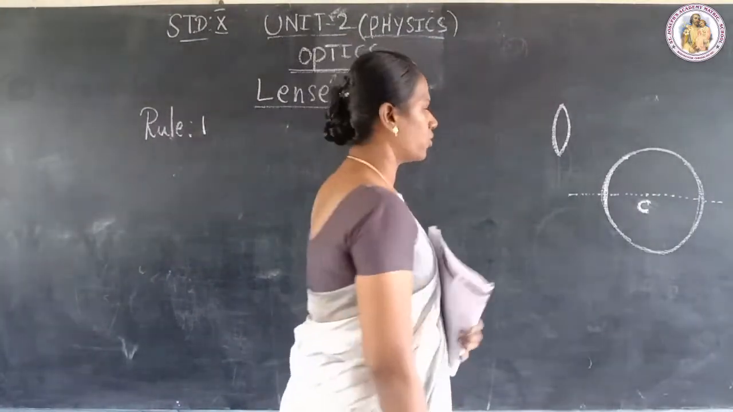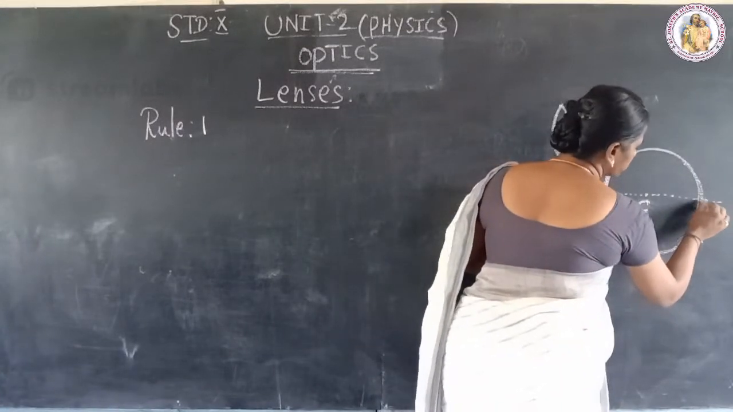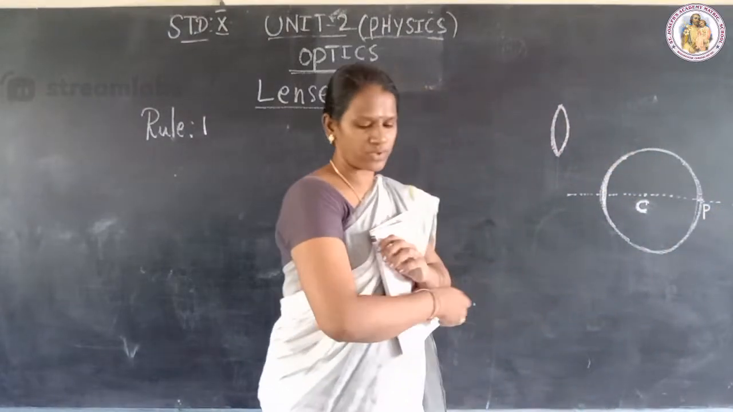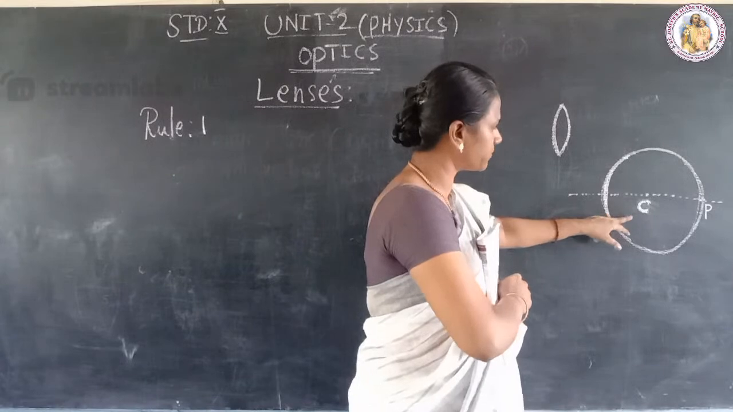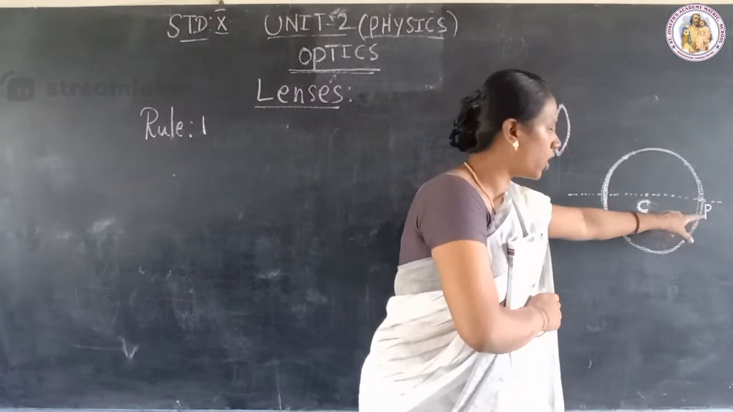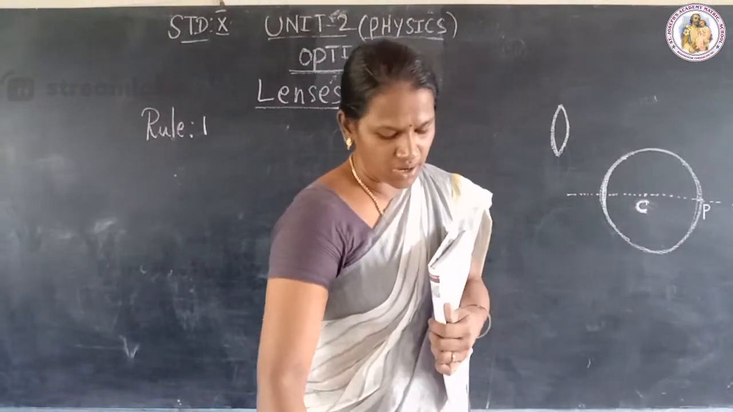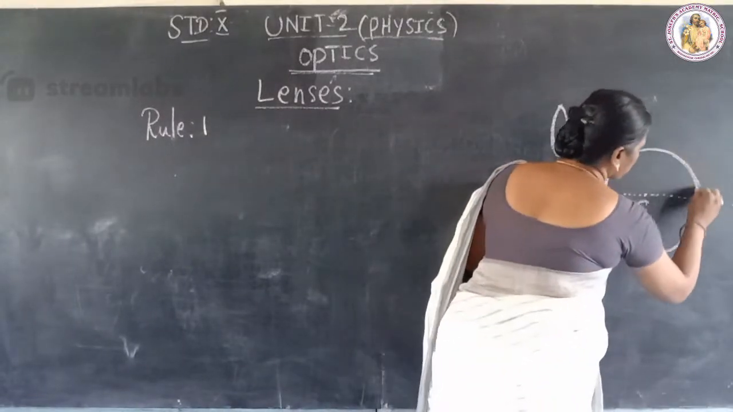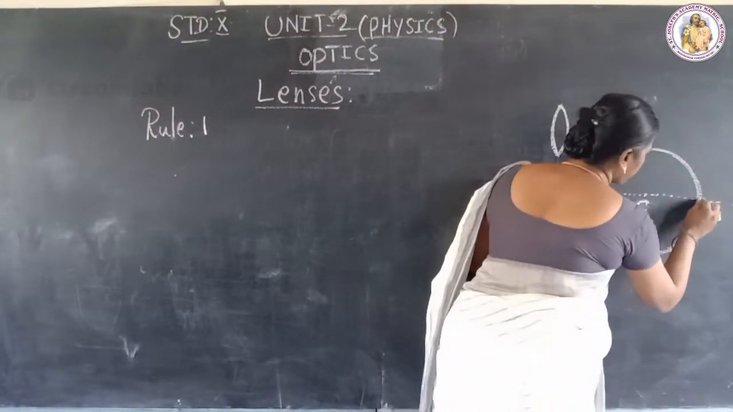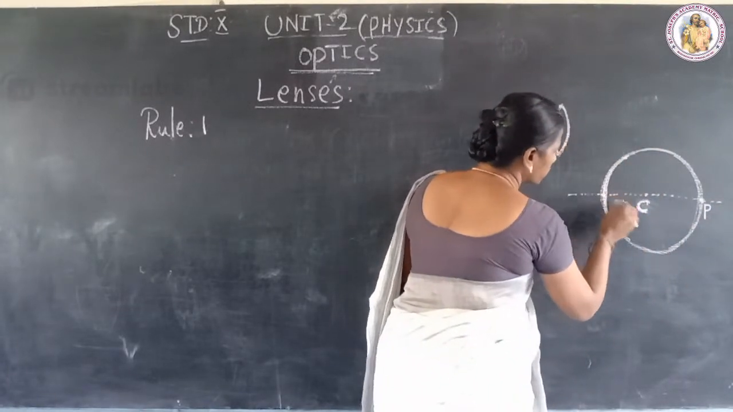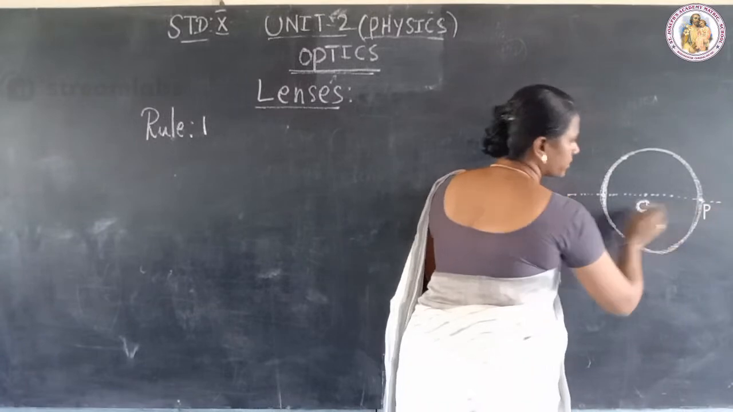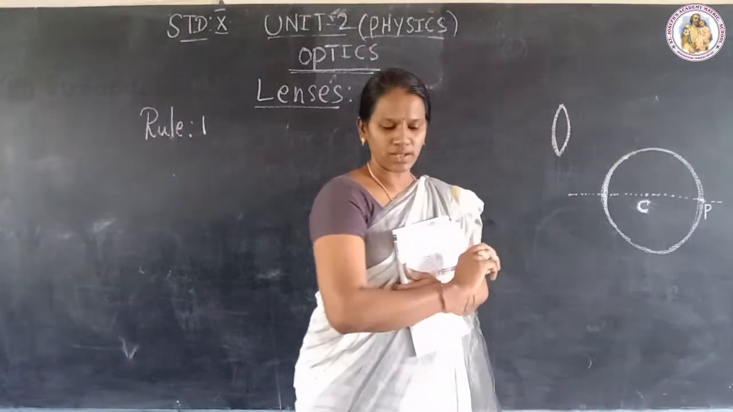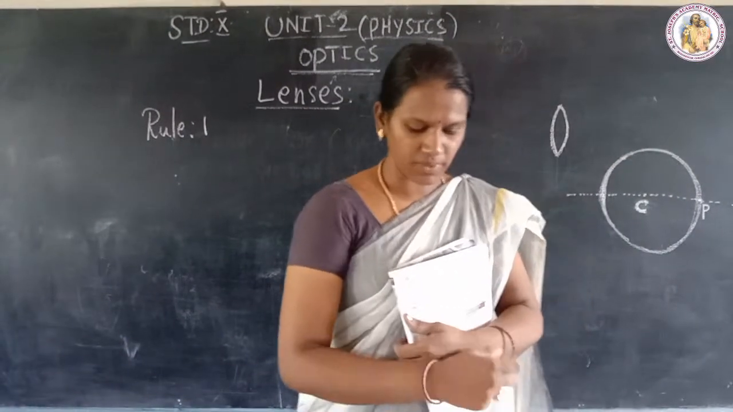Next we have the pole. The pole is nothing but the geometrical center of the spherical mirror. See here, this is the geometrical center. For this side, this is the center, and for this side, this is the center. So these are the poles of the mirror, the geometrical center of the spherical mirror.